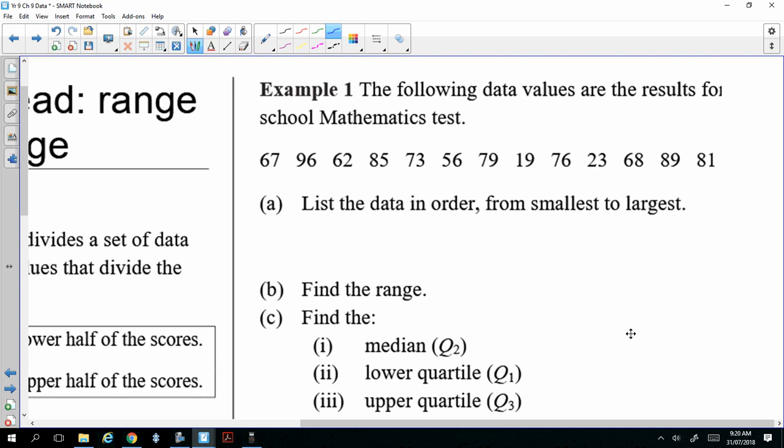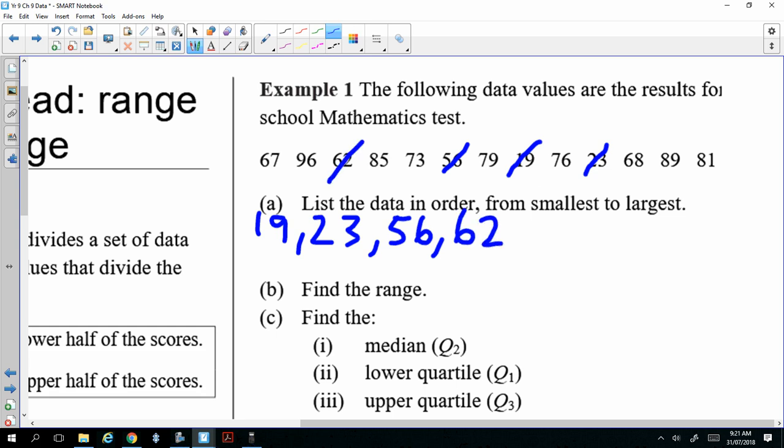The following data values are the results for the school mathematics test. These are the numbers. List the data from smallest to largest. All right, 19. And what's the next one? 23. So list them in order from smallest to highest. What's the next one? Well, that's why you cross them off as you go. You won't miss it. 62. 67. 67 is this one.